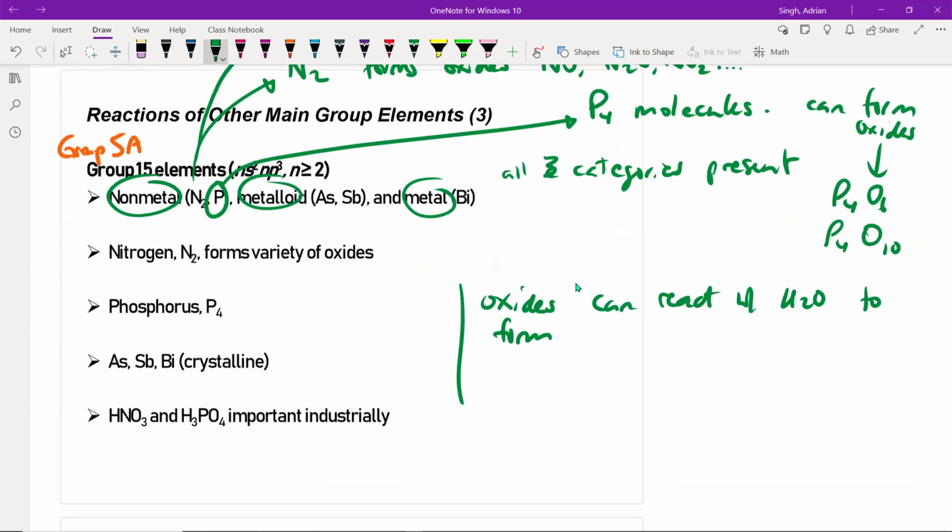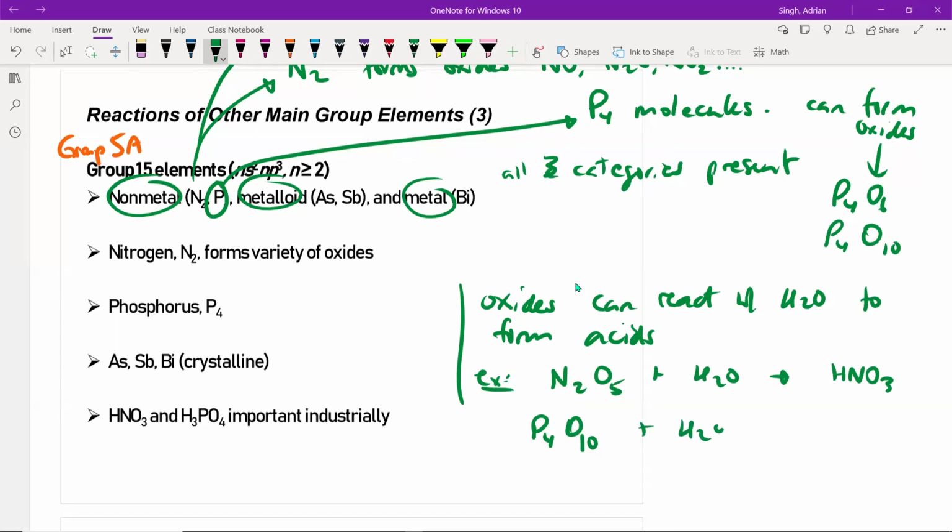Okay, and some of these acids are very, very important. They're used on an industrial scale, so huge amounts are used typically. So for example, an oxide of nitrogen, such as N2O5, dinitrogen pentoxide, can react with water to produce nitric acid, HNO3. You can have oxides of phosphorus, such as tetraphosphorus decoxide, P4O10. That can react with water to produce the corresponding acid, which would be phosphoric acid, H3PO4.